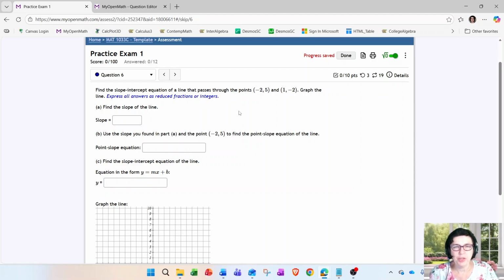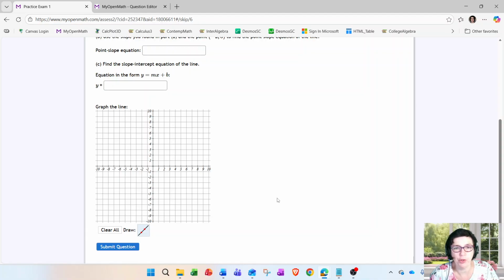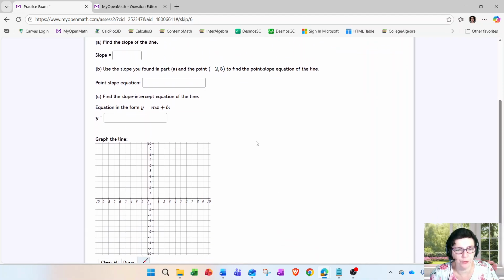Okay guys, in this video we are going to review graphing a line given 2 points, determining its slope-intercept equation. First I am actually going to graph it because I already have the 2 points that I need for the graphing tool. So the first one is negative 2, 5.